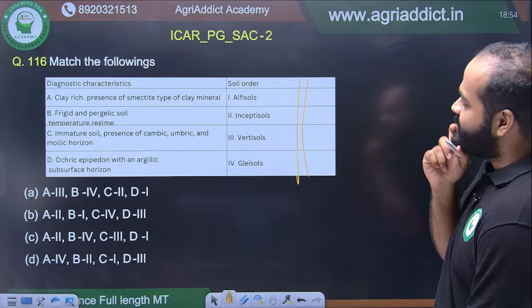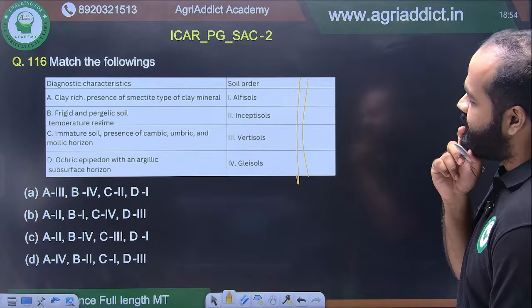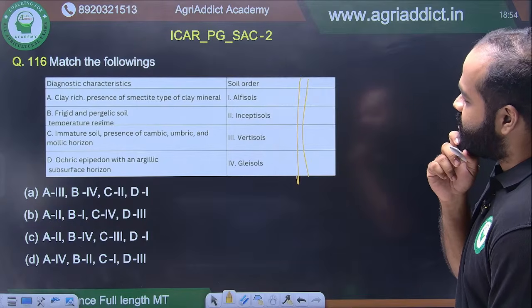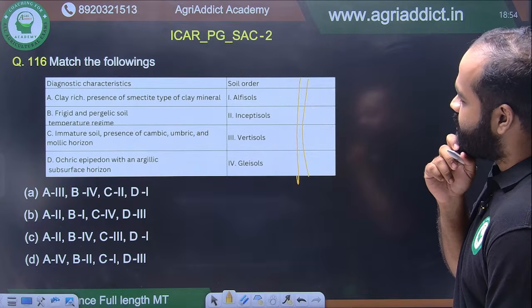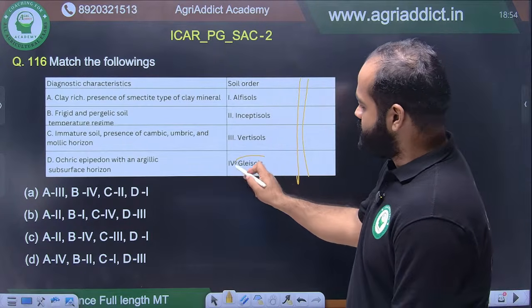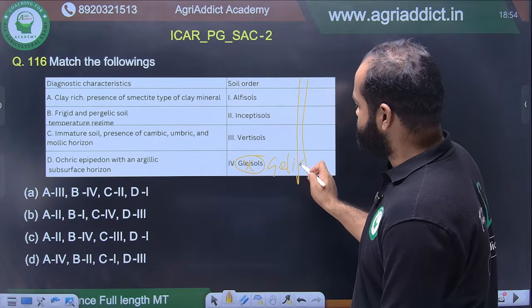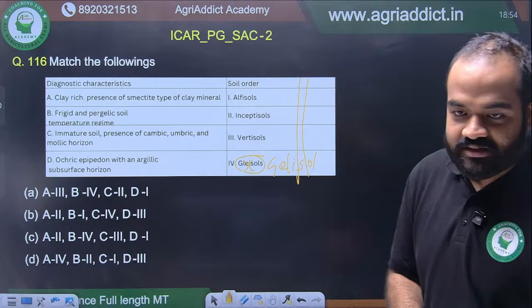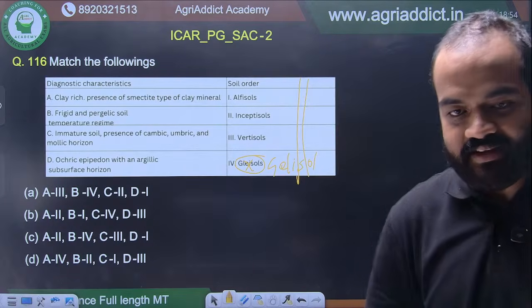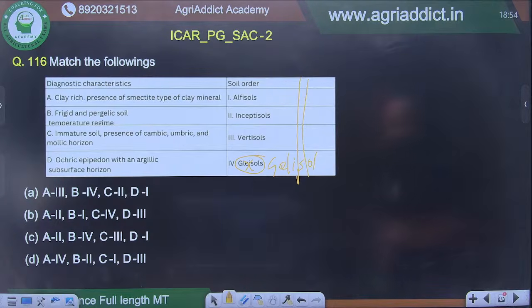So tell me. Clay rich presence of smectite type of clay minerals, in which is it? Frigid and pergelic soil temperature regime, what is it? Immature soil. I'm sorry for the typing mistake, this should be Gelisol. It is not glaze soil, it's Gelisol, G-E-L-I. Don't get confused seeing glaze.